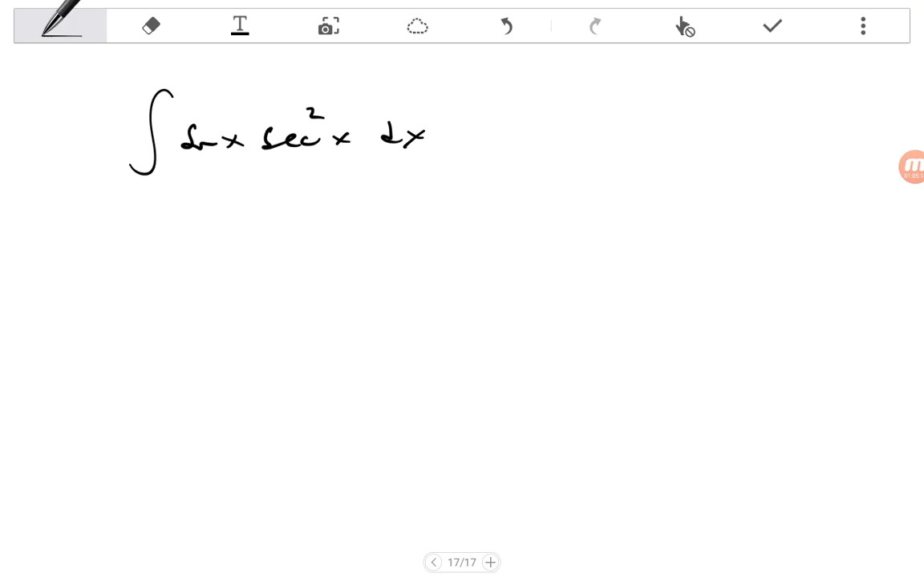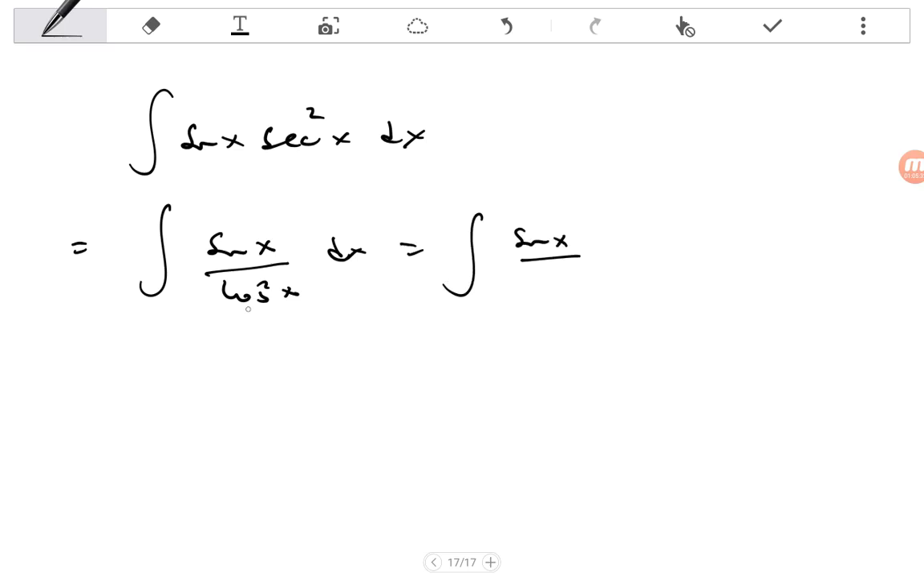This expression is not inside the table, but I try to make simplifications to see if it can be written as a sum of functions inside the table or not. This expression can be written as sine x over cosine squared x. And this also can be sine x over cosine x, times 1 over cosine x.